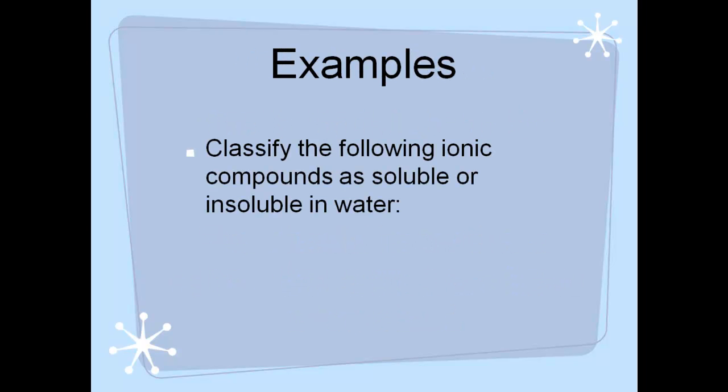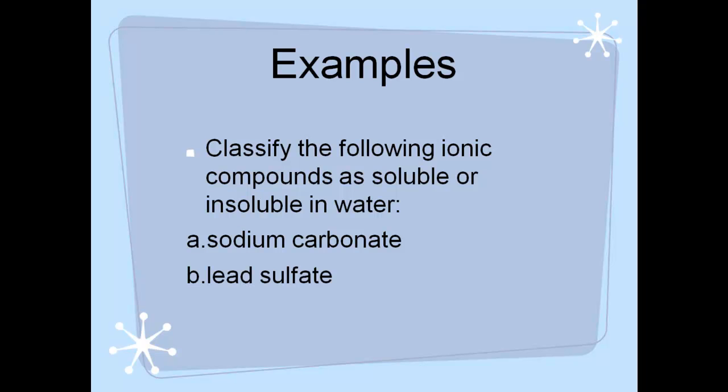Let's do some examples. So classify each of the following as either soluble or insoluble in water. So first we have sodium carbonate, and then we have lead sulfate. So the first thing you want to do is look at sodium carbonate. Look on the chart. Look for the carbonate ion. You'll notice that it's on the bottom half of that table. The carbonate ion is generally insoluble, except if it's bonded to alkali metals. Well, alkali metals include sodium, so sodium carbonate is soluble in water.